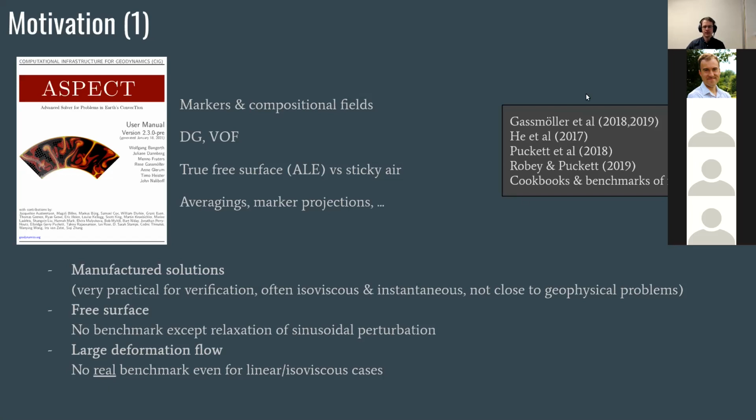I put here on the right, do you see my mouse? Yes, we can. Cool. Okay, so on the right here, you see a few relevant papers pertaining to basically transport. And so if you want to check our codes, or in this case, ASPECT, we can use manufactured solutions, which is great for verification, but it's often isoviscous and instantaneous, not necessarily close to geophysical problems.